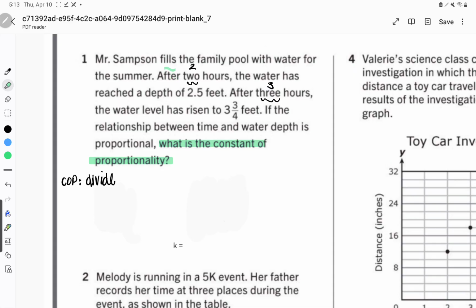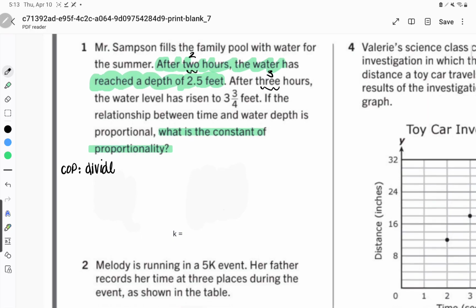So, for instance, in the first sentence, it says, after 2 hours, the water has reached a depth of 2.5 feet. So I'm only going to choose numbers out of this, or you could only choose numbers from 3 3/4 and 3. I'm going to just do the first sentence because that's always easier for me. What I would do is divide. So I would do 2.5 divided by 2.